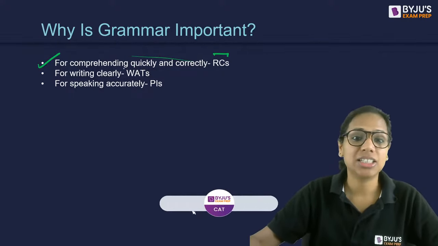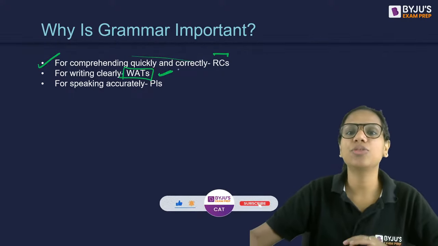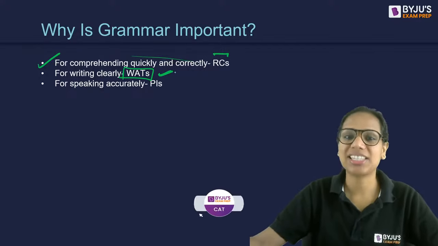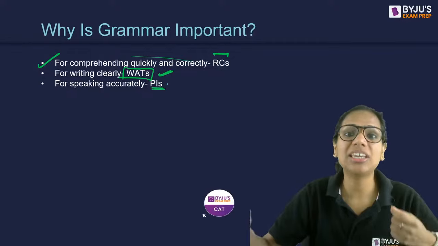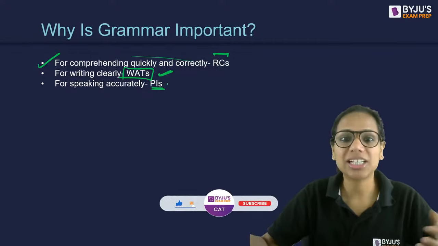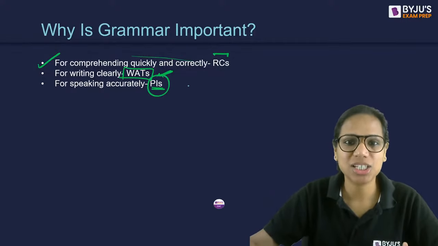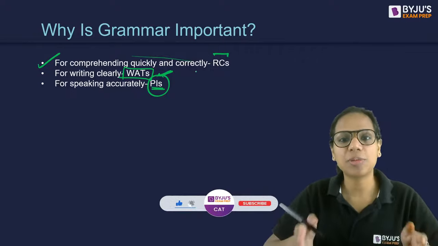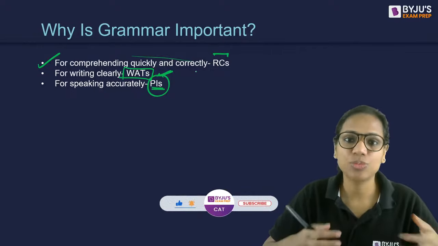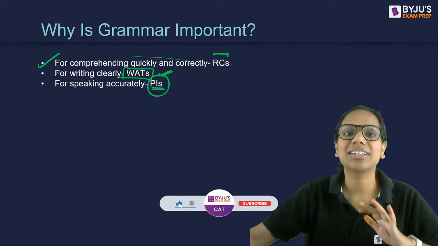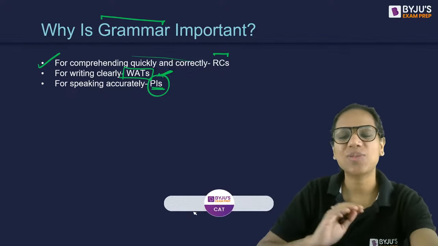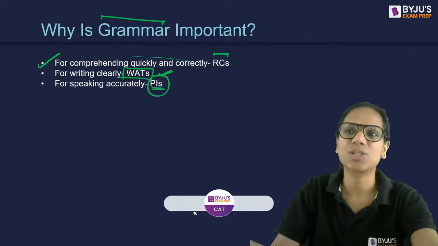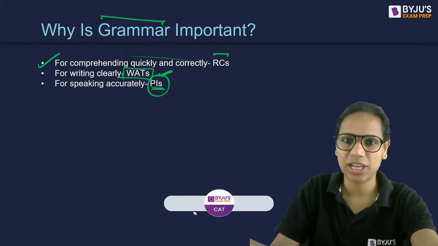For writing clearly, something that will be very crucial for your writing ability tests, for your essay writing that happens in stage two. For speaking accurately, for making correct sentences, something that will be really helpful for your personal interviews. So even for your preparation beyond the entrance test, your grammar is going to be your friend. That's why it's very important that we learn tenses well, we learn various parts of speech well.